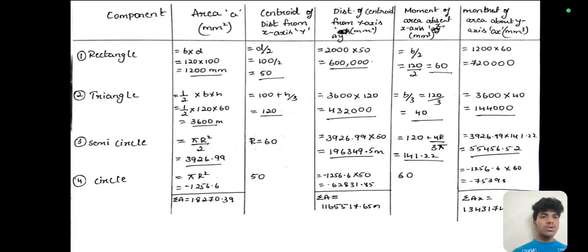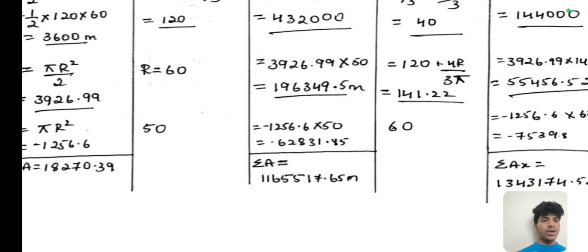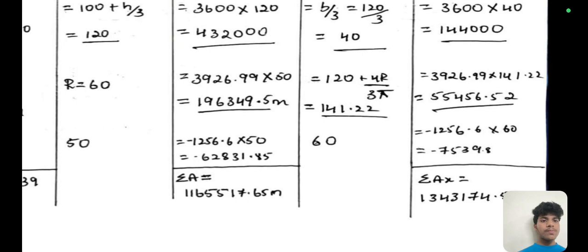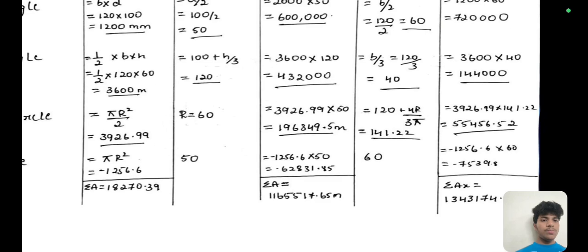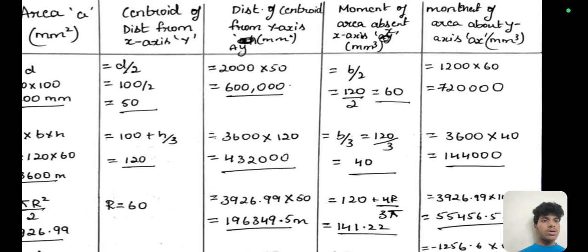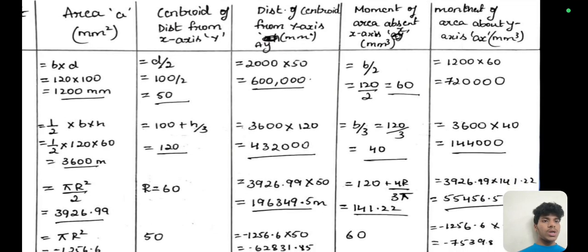In the next step, the distance of the centroid from the axis, A y in mm square. So area A and the centroid distance y, we have to multiply both, that is minus 1256.6 into 50. So we'll get the answer here as minus 62,830. Next step, we have to find the moment of area about the x-axis, x bar, so we'll get 60 here. And the last step, we have to do the moment of area about the y-axis, A x.